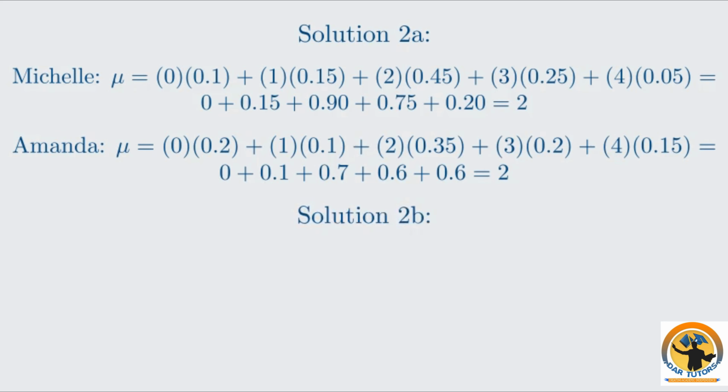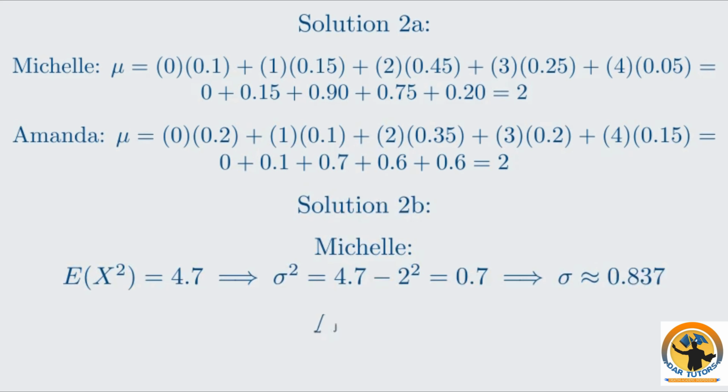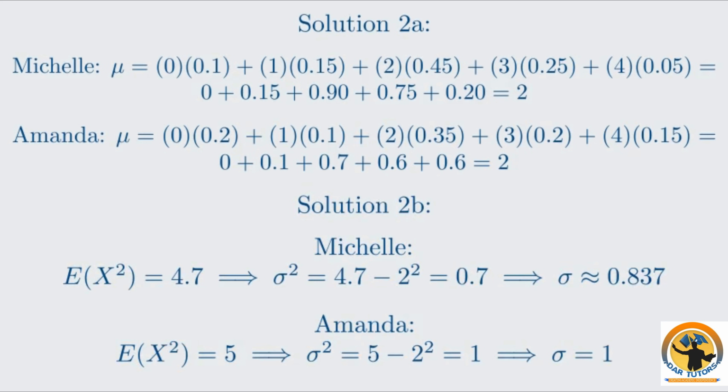For Part B, we calculate the variances using the alternative formula. The variance for Michelle is approximately 0.70. The variance for Amanda is 1.0. Taking the square root, we find Michelle's standard deviation is about 0.84, and Amanda's is exactly 1.0.